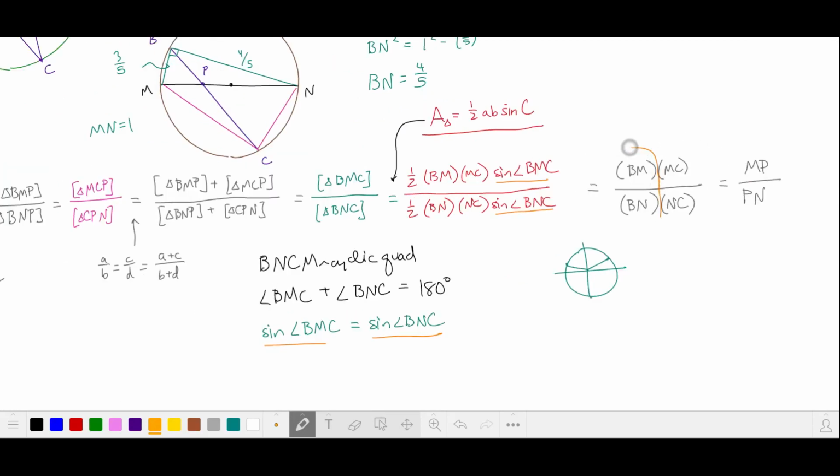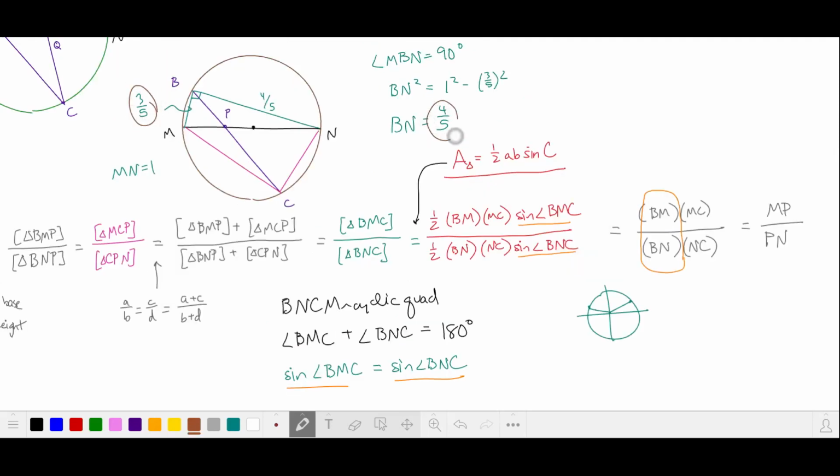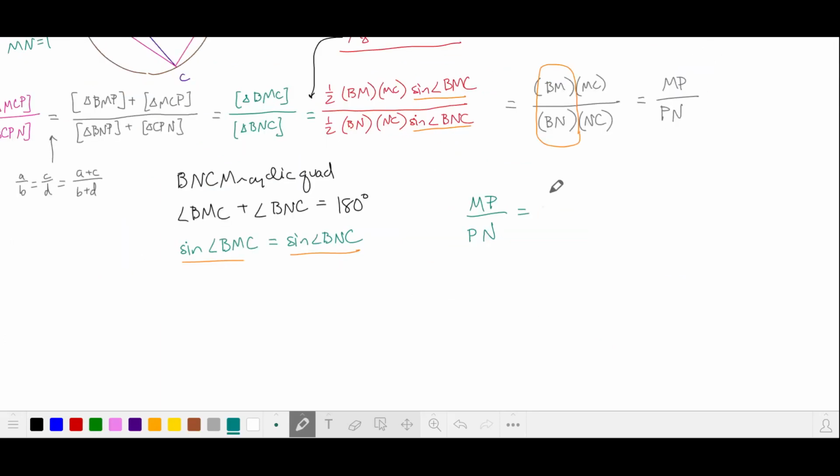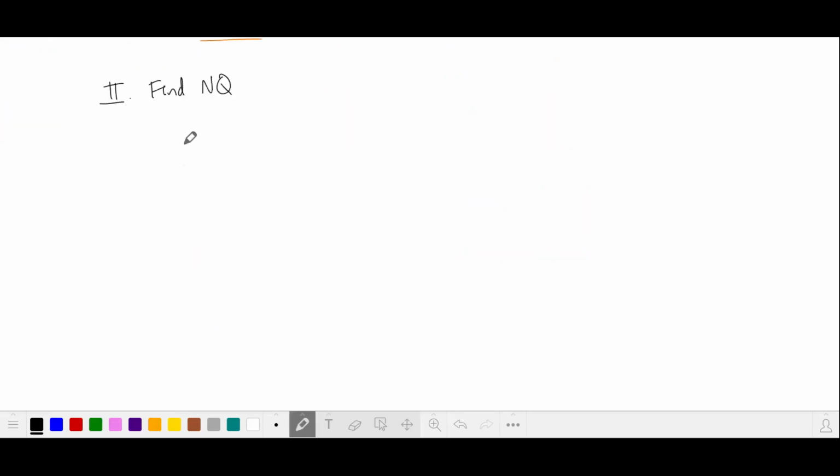Let's take a look at this ratio, BM over BN. We have those dimensions already. That's 3/5 over 4/5, or 3/4. So MP over PN is 3/4 of MC over NC. We'll stop here and go to the second part, which is to find an expression for the distance from N to Q. And we'll redraw a simplified diagram of our circle.